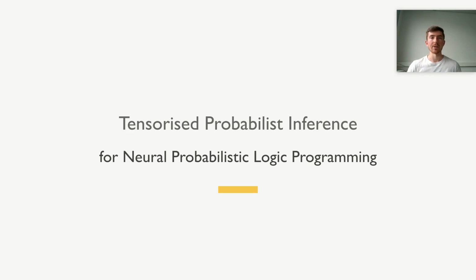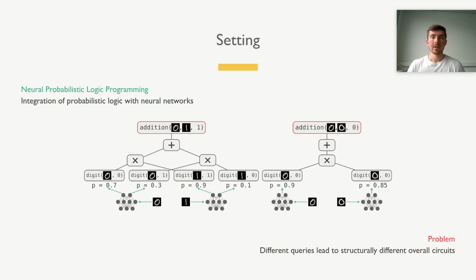I'm very glad to be presenting recent work that we did about the parallelization of the inference of neural probabilistic logic programming, specifically by applying tensorization wherever possible. So neural probabilistic logic programming deals with structures, as you can see right here, these probabilistic circuits that combine the probabilistic logic with neural networks.